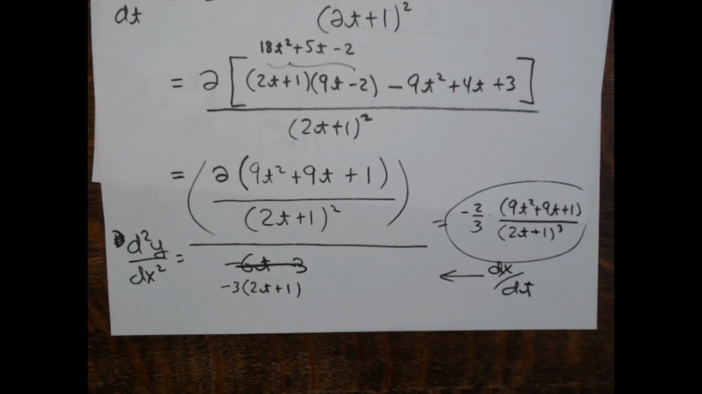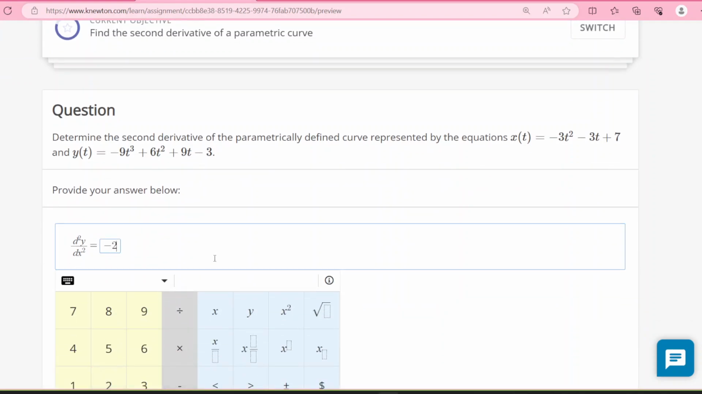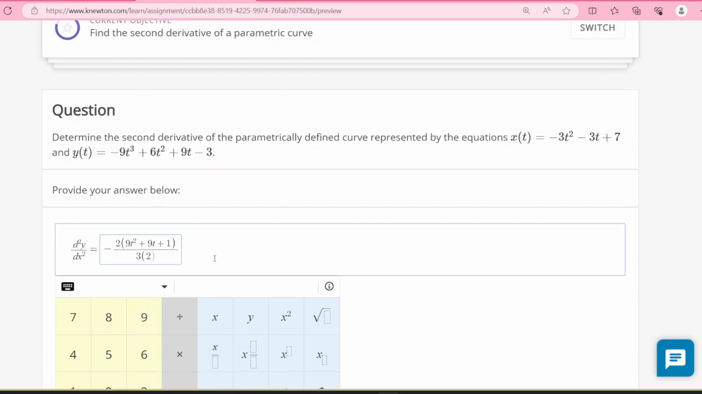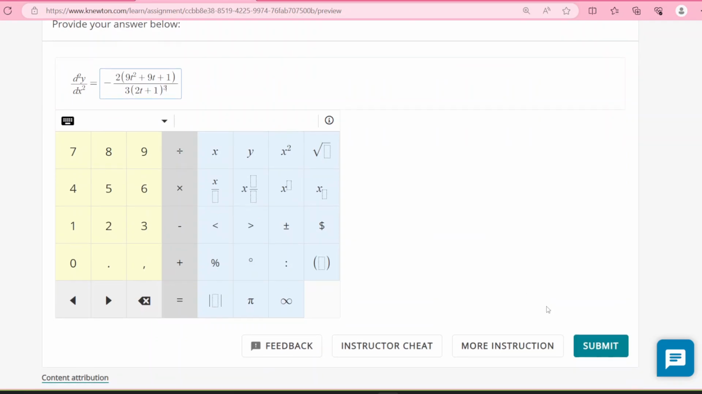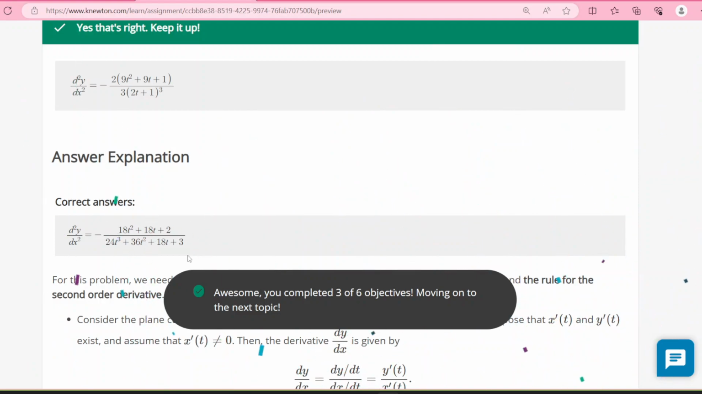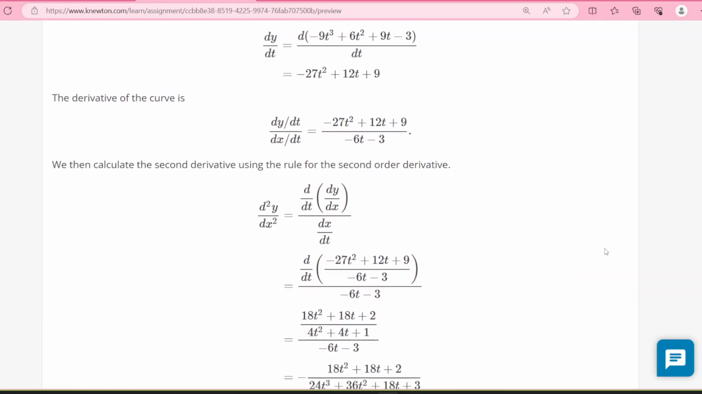That was a hairy one because of the quotient rule. So in the numerator, I've got negative 2 times the quantity 9t squared plus 9t plus 1, divided by the denominator, which has 3 times the quantity 2t plus 1 to the third power. That should be the good expression for the second derivative. Now they actually multiplied the whole thing out. I didn't do that, but that's something equivalent. And again, they take you through the entire procedure here.